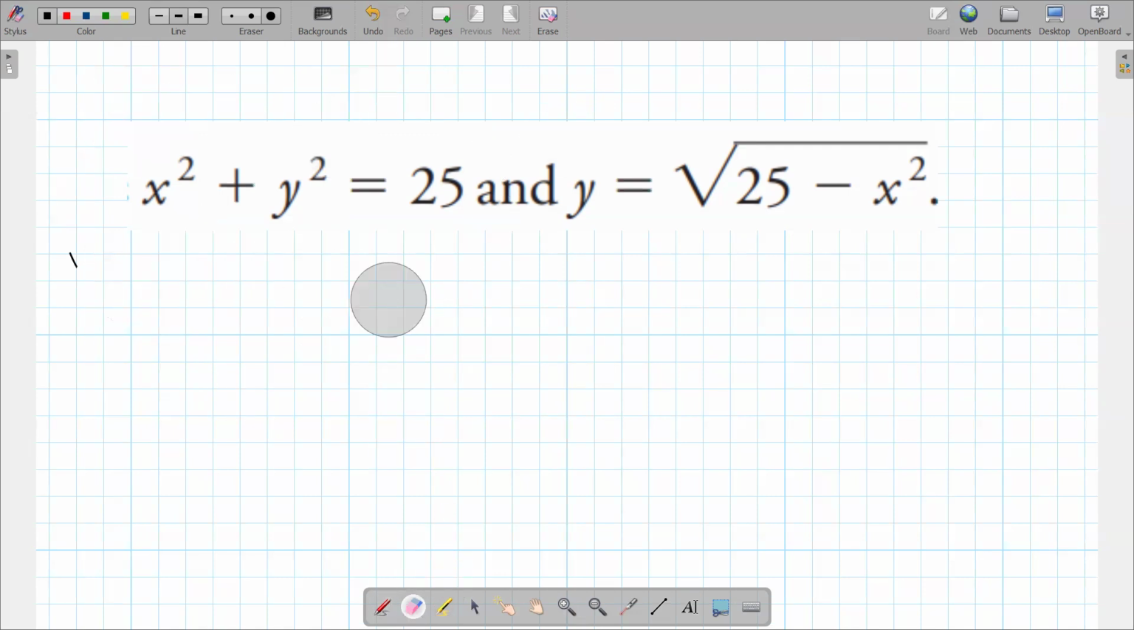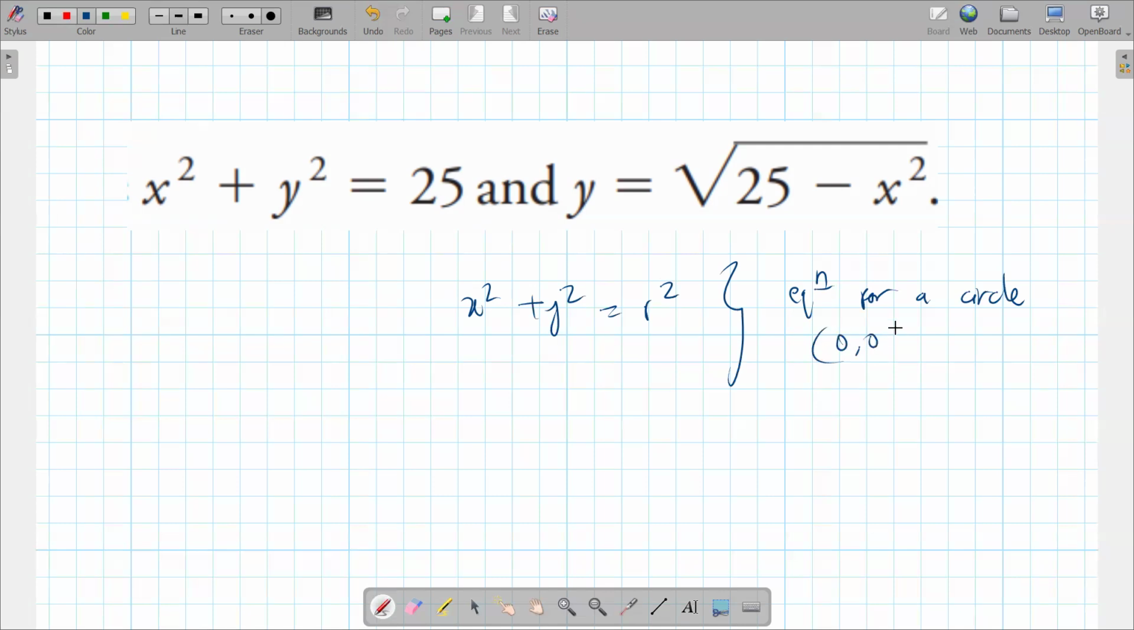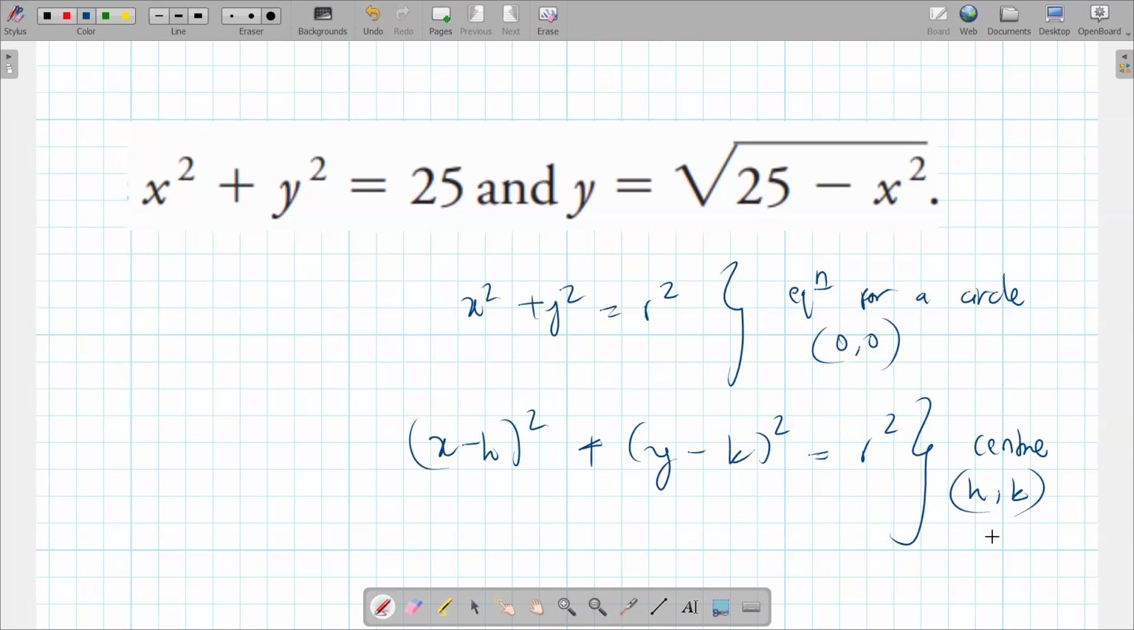So here, let's just quickly recap the circle stuff. x squared plus y squared equals r squared. This is the equation for a circle with the origin at 0, 0. So r here is 5. It has a radius of 5. And then you could get a more complicated circle, which is (x minus h) squared plus (y minus k) squared equals r squared. This is also an equation for a circle, but now the center is not at the origin. The center is at h comma k. That's pretty much all there is for circles.